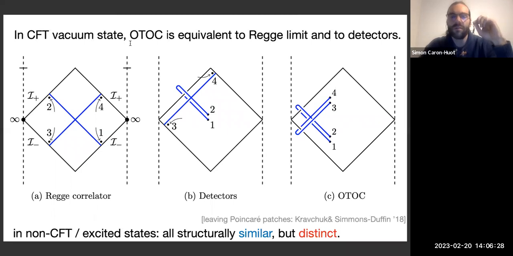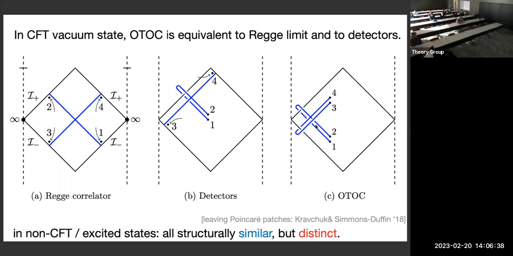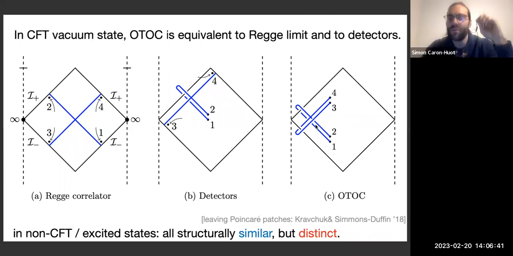So in the CFT vacuum, all these limits are equivalent to each other, which means that we can calculate this thing essentially by just opening the results from the old papers which study the Regge limit, and you get the results for this out of time order correlator. This relation holds in vacuum for CFTs. If you have an excited state or a theory that's not conformal, the limits will still have a similar structure, but they will involve different coefficients.